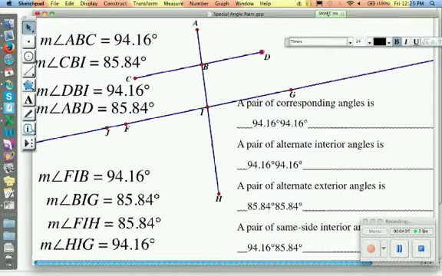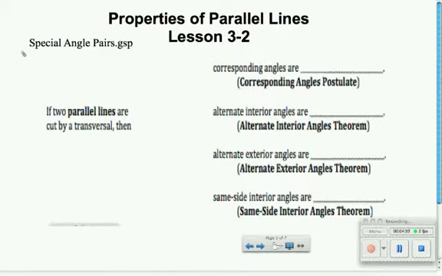So any thoughts on those same side interior angles? Because they're not congruent, but there is in fact something special about them. Do you notice anything about them, Catherine? They are supplementary. So in our notes, we know exactly how we're filling in these blanks now. If two parallel lines are cut by a transversal, then the corresponding angles are congruent, and the alternate interior angles are congruent, and the alternate exterior angles are congruent. Same side interior angles are your odd man out, and they are supplementary.